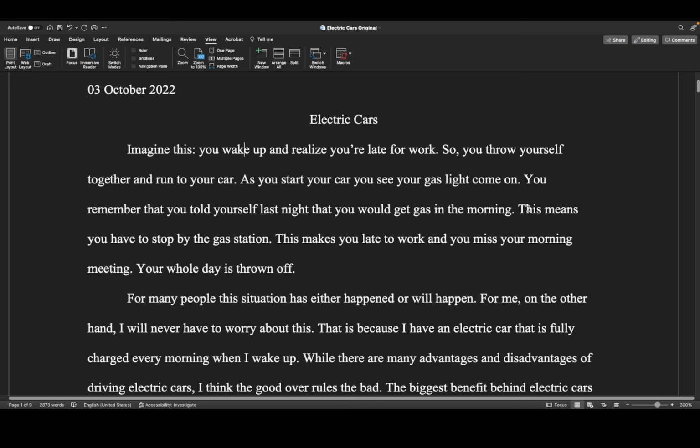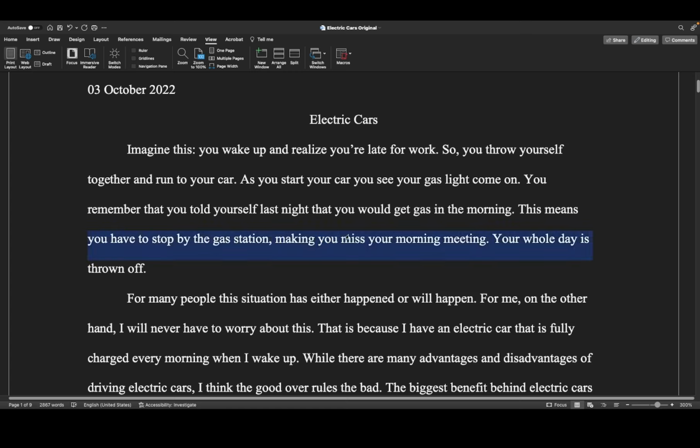All right, now that we've pared this down a little bit, this feels awkward because of the sentences beginning with the same thing. Basically, this means, this makes. This means you have to stop by the gas station. This makes you late to work. So let's see if we can get rid of that awkwardness there. This means you have to stop by the gas station, making you late to work. And in fact, we can just do this, making you miss your morning meeting, okay?